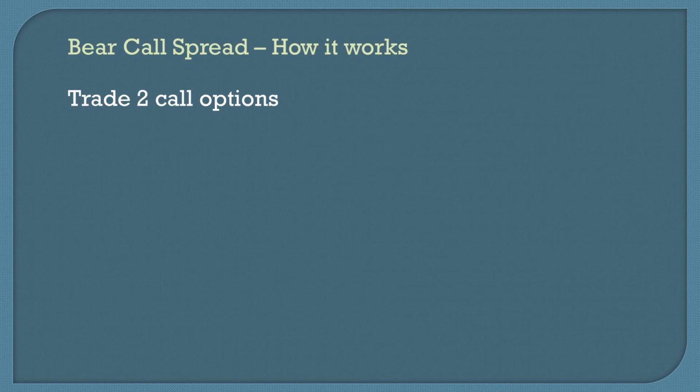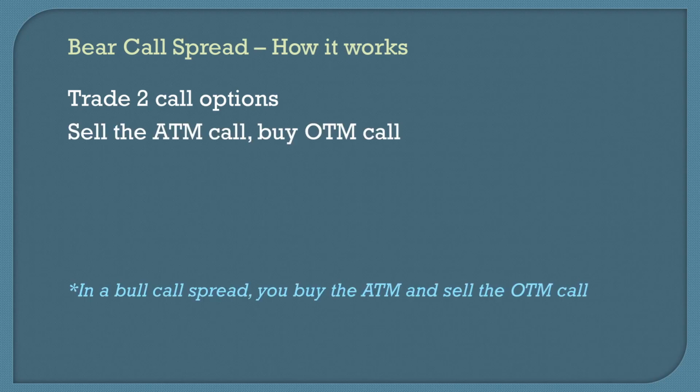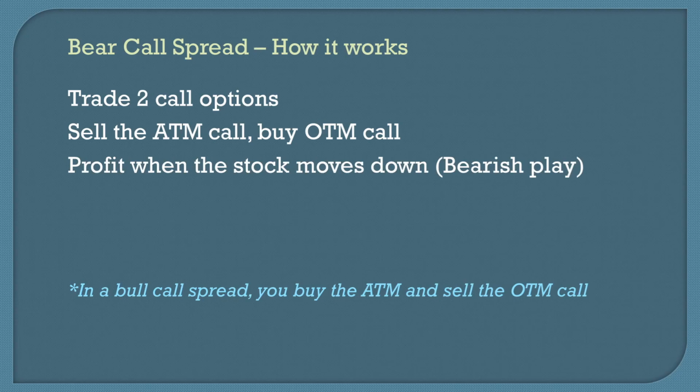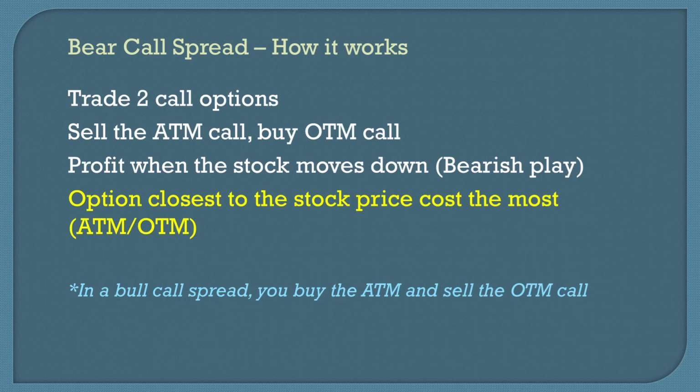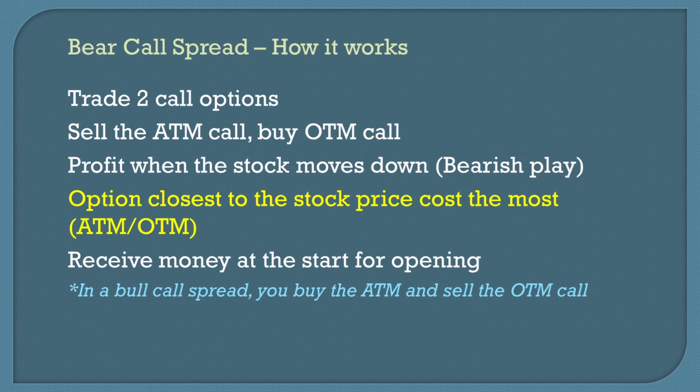A bear call spread is very similar to a bull call spread. You also buy and sell a call option. However, the difference is you will sell the at-the-money call and buy an out-of-the-money call instead. And you profit if the stock price moves down. As the at-the-money call is closest to the stock price, it will cost more than the out-of-the-money call. So for this spread, overall, you will receive money when you open it.